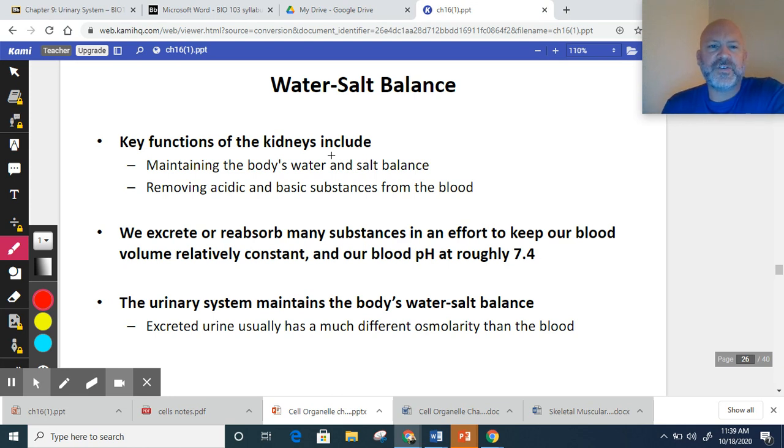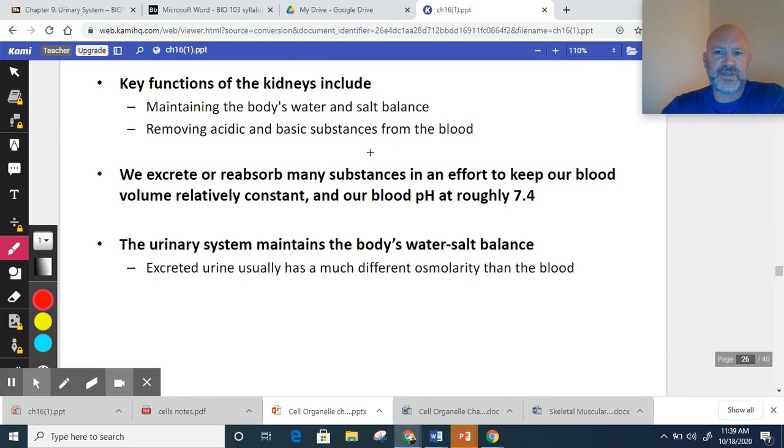In terms of water and salt balance, we can do this, like we said earlier, between the walls of the loop of Henle, as well as the walls of the collecting tubule. So if you're in a dehydrated state, the water that's in the urine, before it drains down into the urinary bladder, by osmosis would leave through the walls of those tubules and re-enter the blood supply.